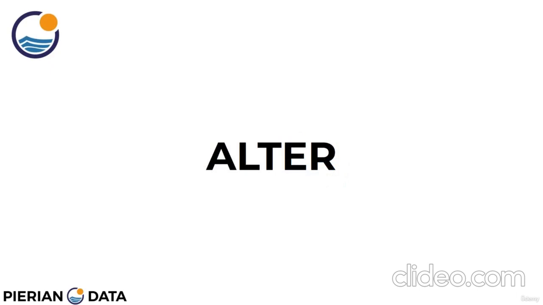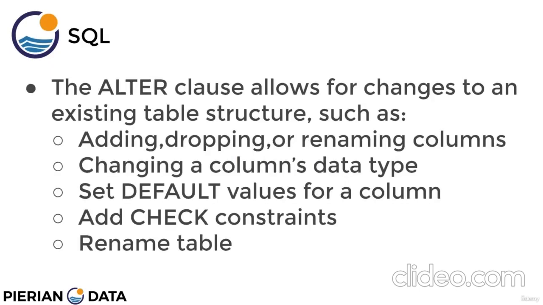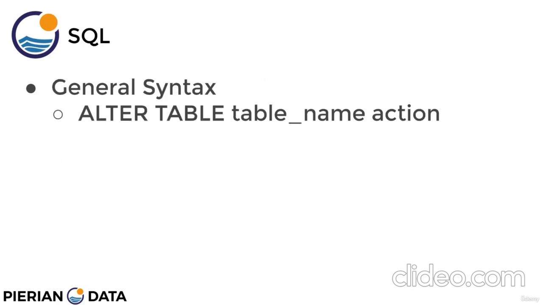Welcome back, everyone, to this lecture on the alter clause. The alter clause allows for changes to an existing table structure. It has lots of use cases, such as adding, dropping, or renaming columns, changing a column's data type, setting default values for a column, adding check constraints, and even renaming a table. Let's look at just a few examples for the general syntax for these cases. The general syntax is alter table, table name, and then some sort of action call.